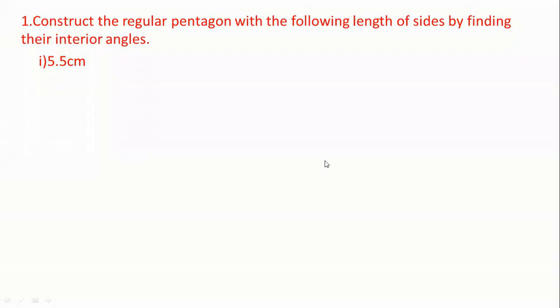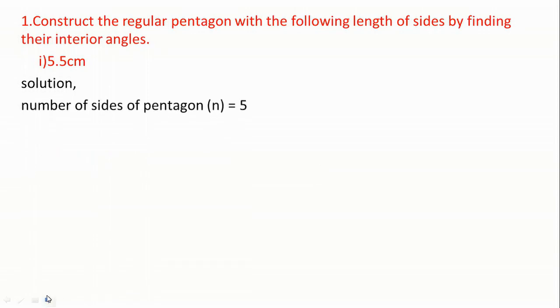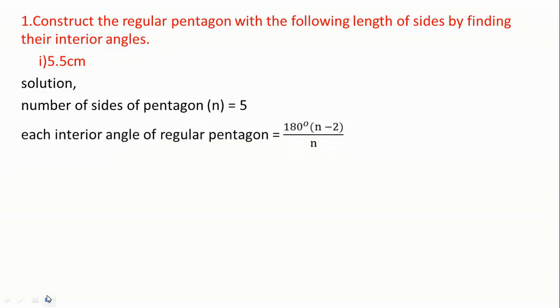Hello students, today we are going to learn how to construct a regular pentagon with the length and finding interior angles. Here the length of the side is 5.5 cm, number of sides is 5. So using the formula we will find the value of interior angle, that is 108 degrees.